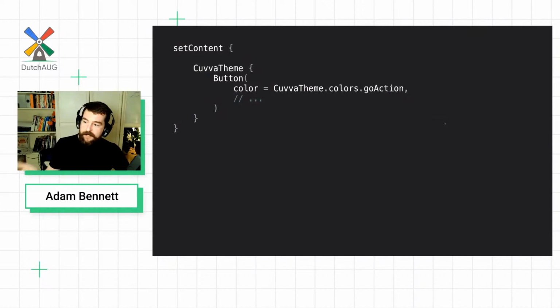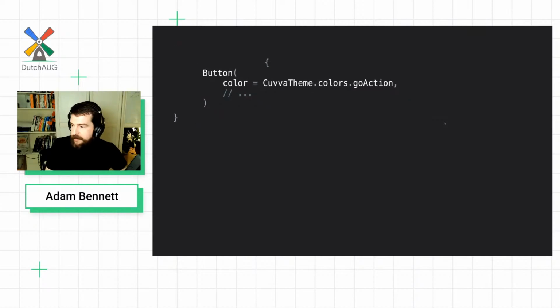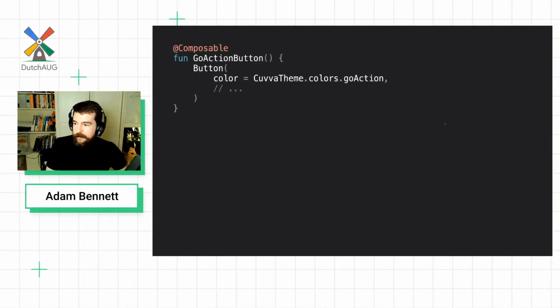So here, what we've done is we've wrapped it in the cover theme, and then we've said we're going to use the go action here, which is just a green call to action, basically. But we're good developers, we're responsible developers. We don't want to be doing this for every single button. We don't want to be caught out by this theming issue, by the debug colors. So what we do is we wrap it in a composable, and there we go. We've created our first design system component.